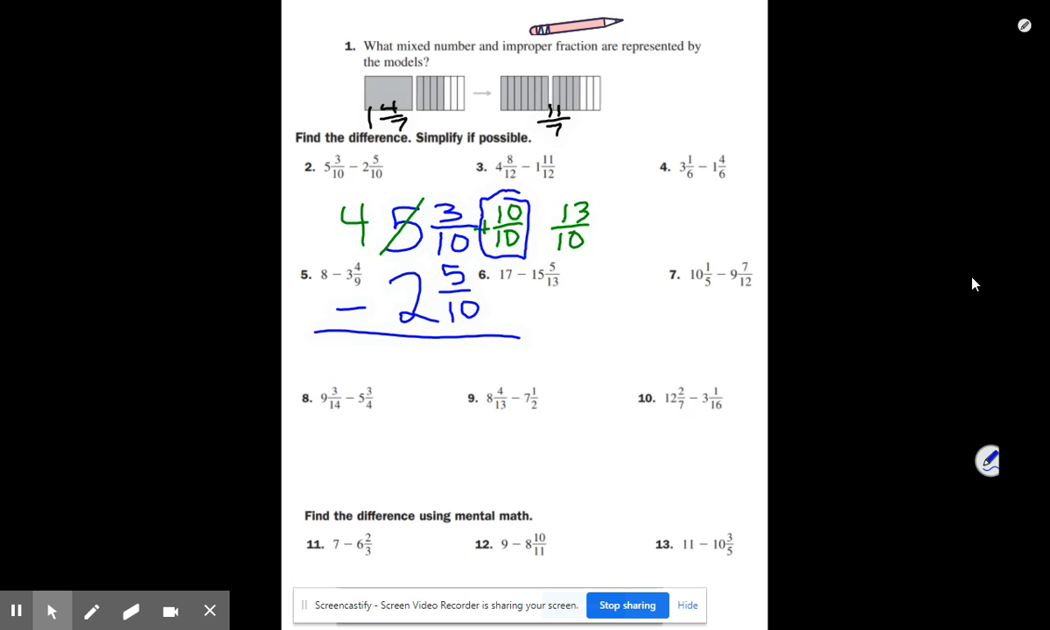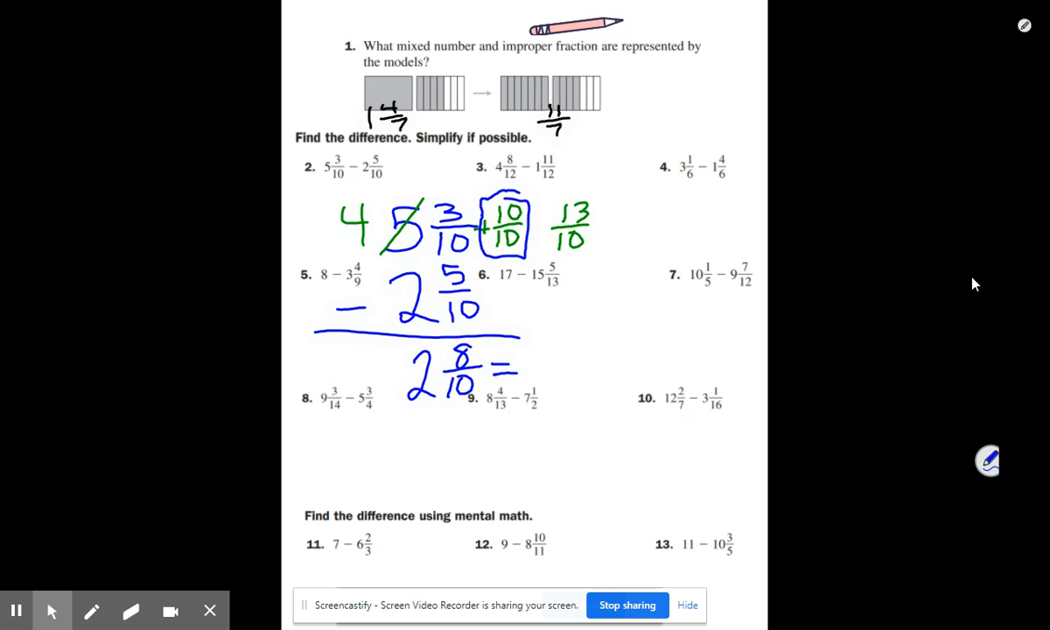And I'm adding. Remember, this is different than multiplying because I'm borrowing and I need to add the 10/10. I'm not making an equivalent fraction. I'm adding a whole to the fraction that's already there. Okay, so 4 and 13/10 minus 2 5/10. 13 take away 5. Everybody? 8. Keep the same denominator. 4 take away 2.